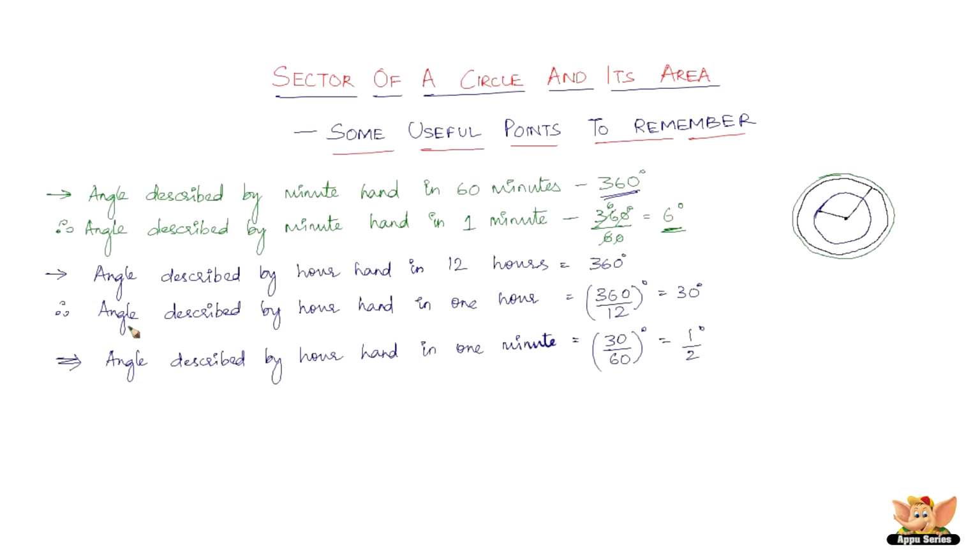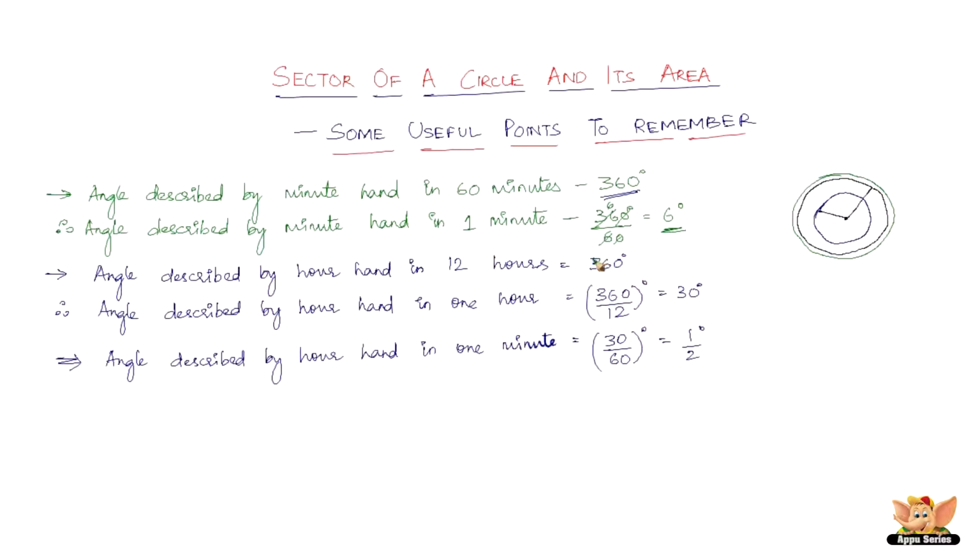So here we've got another point which talks about the hour hand and the clock. Angle described by an hour hand in 12 hours equals 360 degrees, because an hour hand completes a circle in exactly 12 hours, right? Say for example it starts at 10 a.m. When it reaches 10 p.m., it completes one circle. That's how a minute hand completes one circle in 60 minutes. In the same way, an hour hand completes one circle in 12 hours. That's why we are talking about 12 hours here.